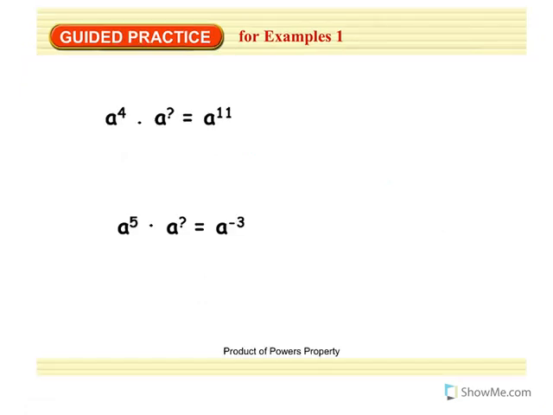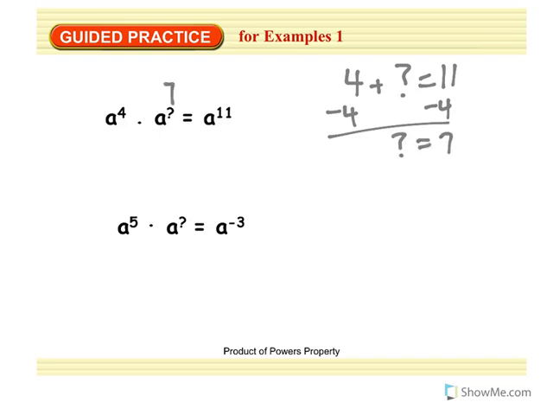All right, missing power. So a to the fourth times a to some power is a to the 11th. Well, if I know I'm adding the powers, I can basically make an equation. An exponent of 4 plus an exponent of question mark is equal to 11. Well, that should be pretty easy then. I'm sure most of us were able to figure out that this was going to be 7. Because a to the fourth times a to the 7th is a to the 11th.